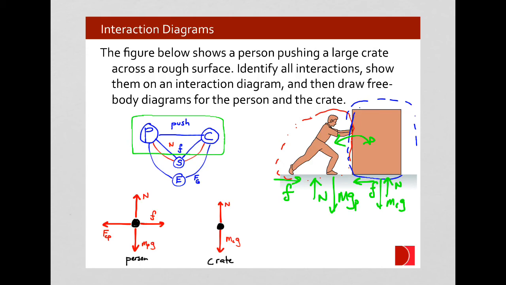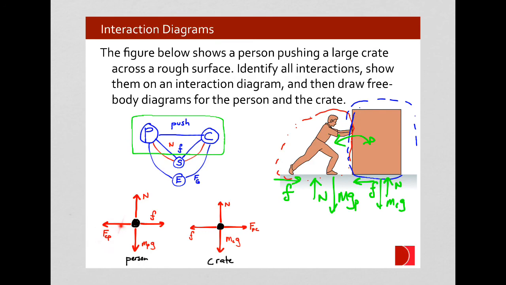The crate is being pushed by the person. It's being pushed to the right. So there is a force of the person acting on the crate. If the crate should be trying to slide to the right, it will be resisted by a force of friction acting to the left. The last step, we know that the gravity is acting with the earth in both cases. The normal force is acting directly with the surface in both cases. The force of friction is being balanced with the surface as well.